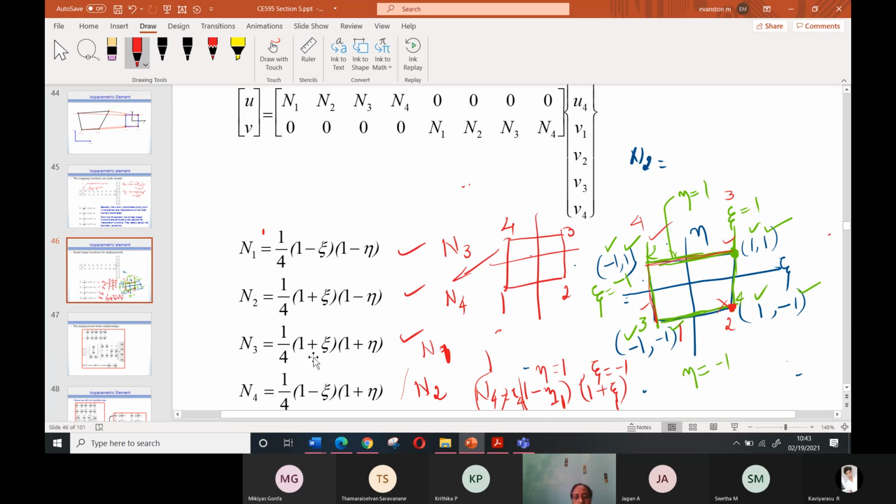So N1 is 1 plus xi and 1 plus eta, and N2 is 1 minus xi and 1 plus eta. Then N4 is 1 minus xi and 1 plus eta. Sorry, 1 plus xi and 1 minus eta. That is N4.